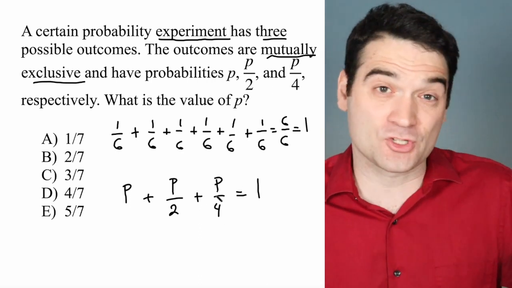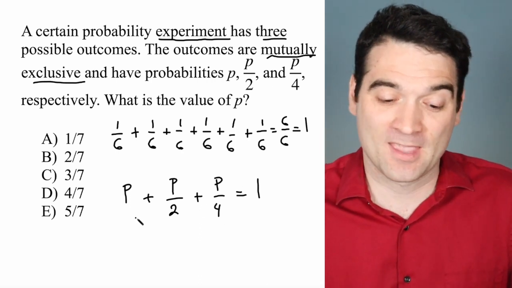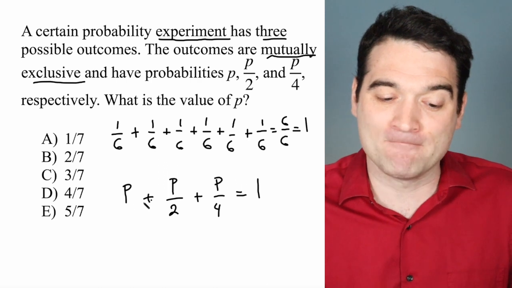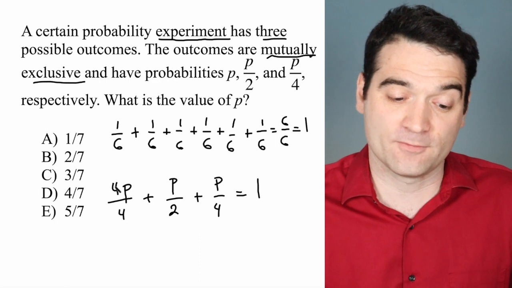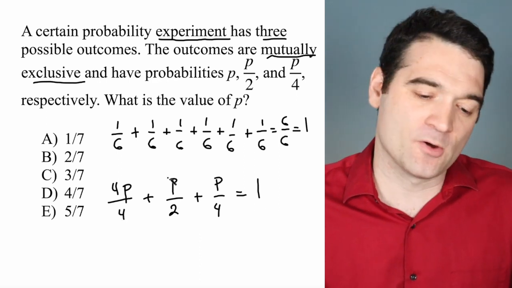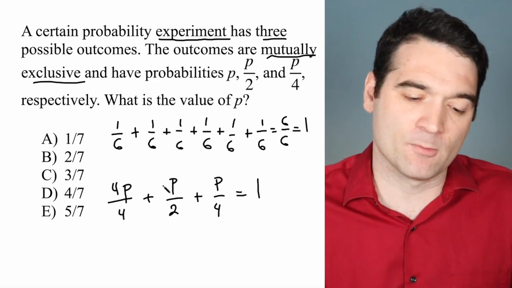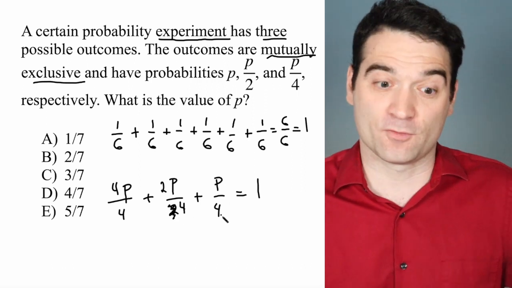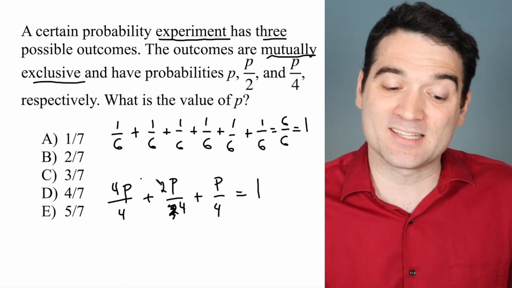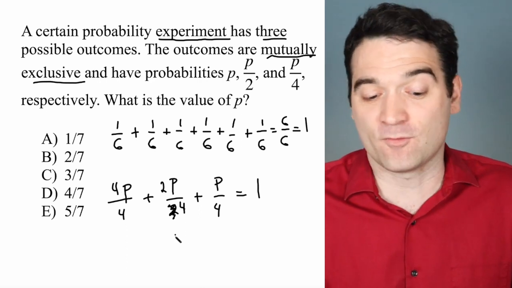So let's just solve for P. This is an algebra question now. I'll get these into a common denominator. So I'll multiply this one by 4 over 4, giving 4P over 4. This one is going to be, what is that, 2P over 4. I'll get rid of that 2. And this is P over 4. So when I add this together, I get 7P over 4 equals 1.